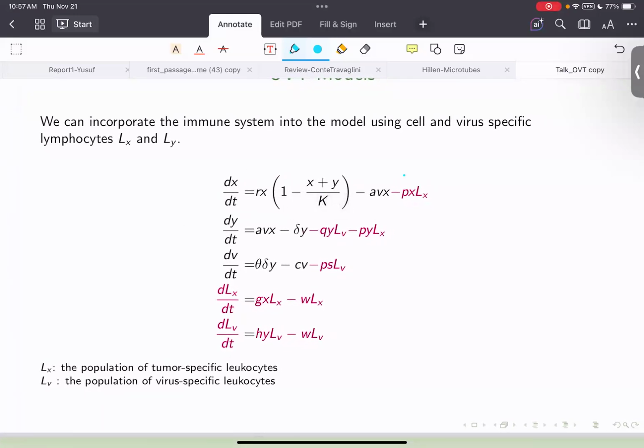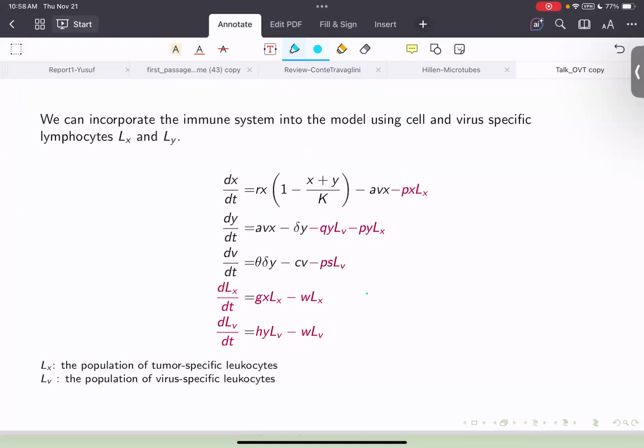So the base model is in black. That's the same base model I started with just many slides earlier. And the red additions are the additions for the immune response. And we have two immune responses, lymphocytes, leukocytes.